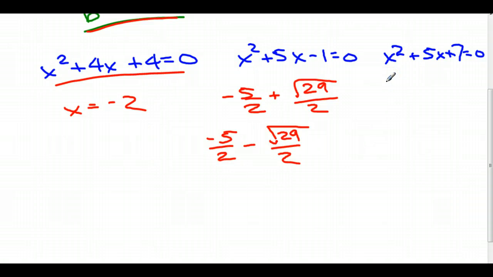Okay. And x squared plus 5x plus 7. What do you get? -5 over 2 plus or minus square root of 3 over 2i. Wow.